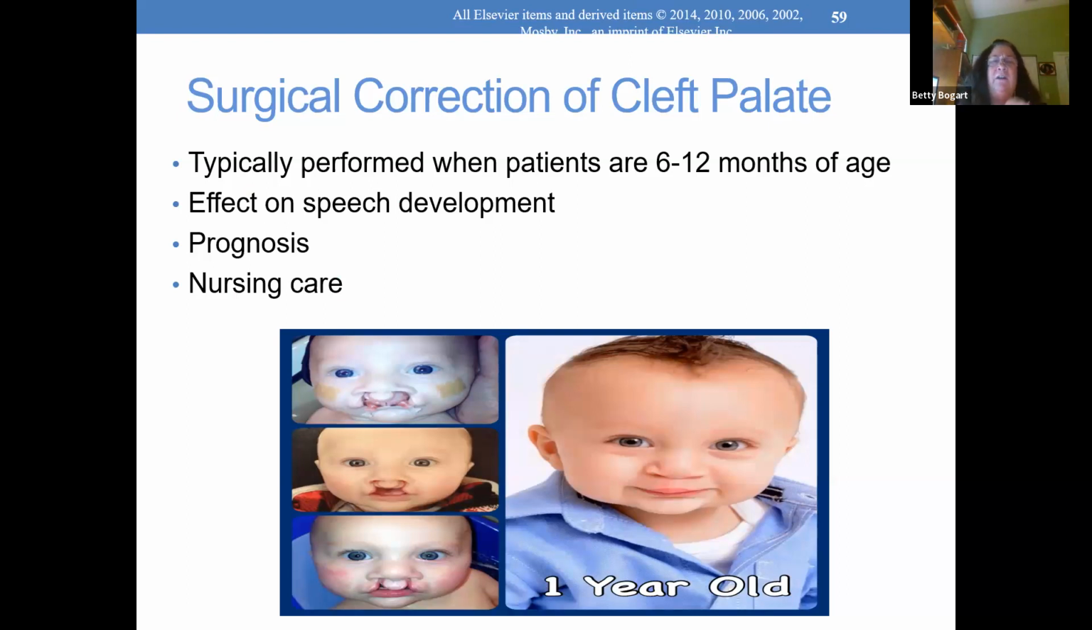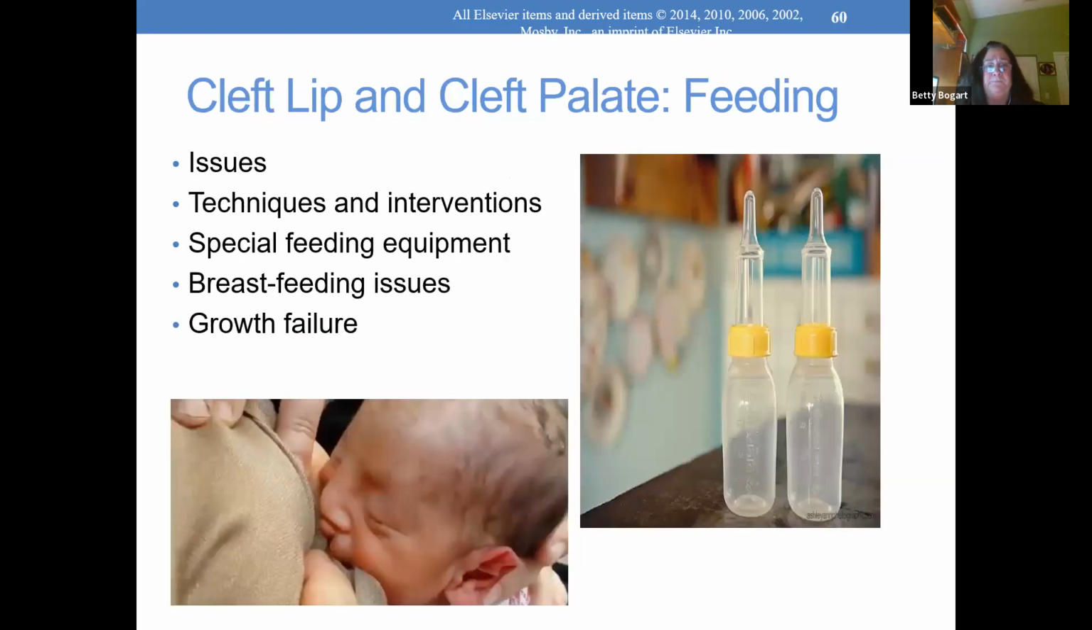And why do they do it then? Well, the kid's not talking yet, and cleft palate and cleft lip can affect speech. So it's a big thing to get this done before they're a year old so they can speak properly. Now, that little bottle over there is a Haberman bottle. It was developed by a parent, and that upper little tube is soft.